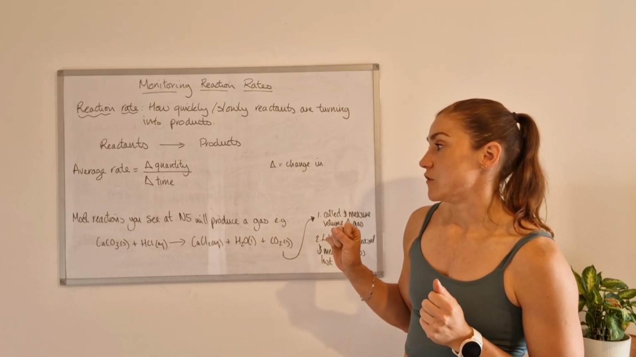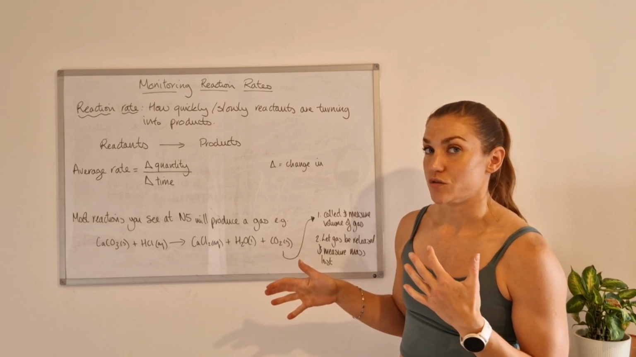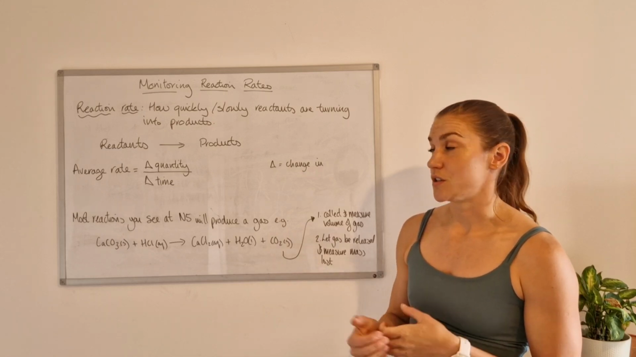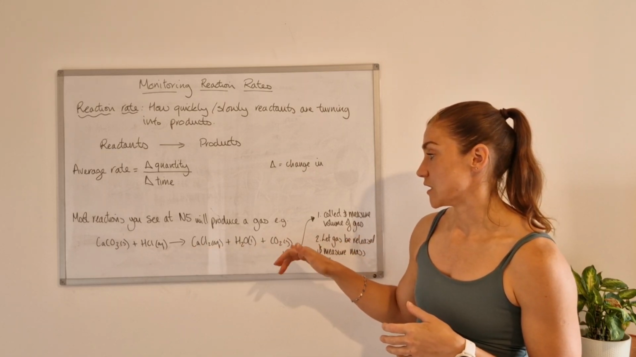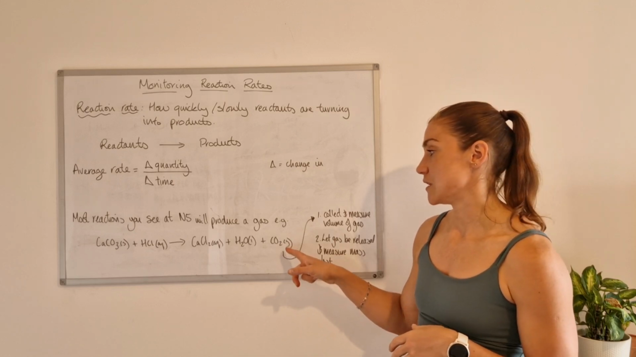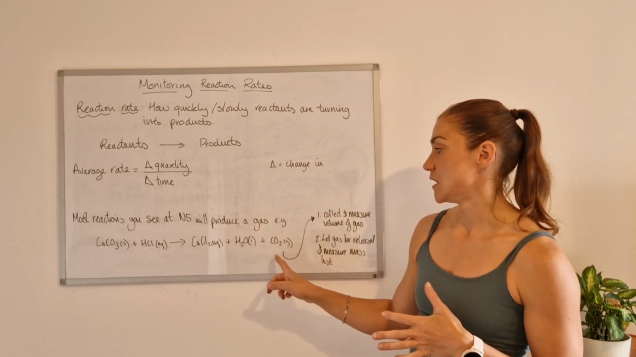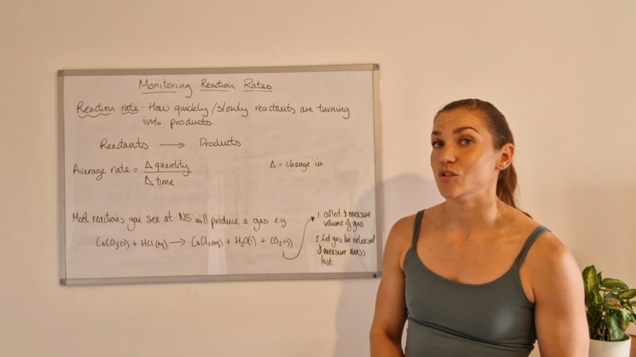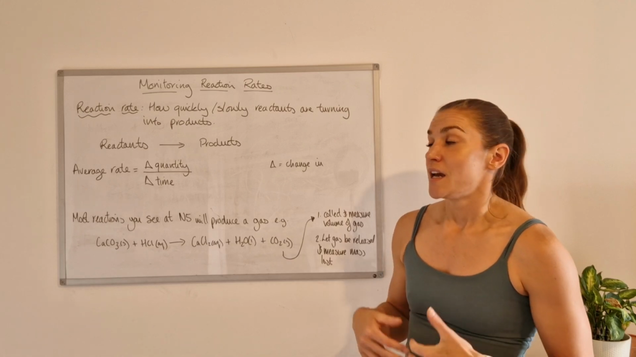Now, if you're not sure if a reaction produces a gas or not, then you just look at the equation and look at the state symbols, and if you see something that's produced on the product side with a (g), then that tells you that you are producing a gas.